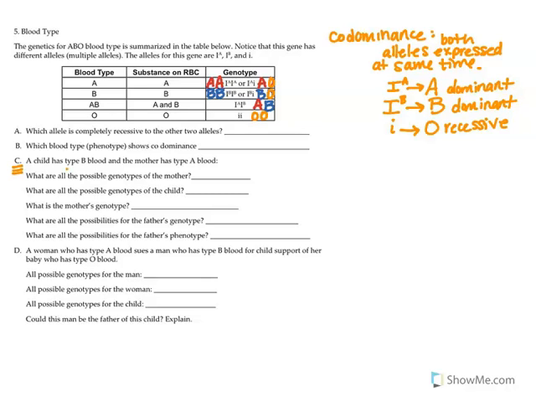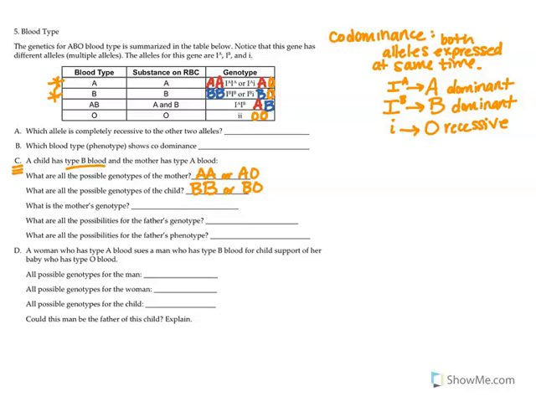So a child has type B blood and a mother has type A blood. All right, so considering type A blood, if the mom has type A blood, then there are two different scenarios. She could either be AA, I like using the letters, you can use the I notation as well, or she can be AO blood type. What are the possible genotypes of the child? Well, the child has type B blood, so the child is either BB or BO.